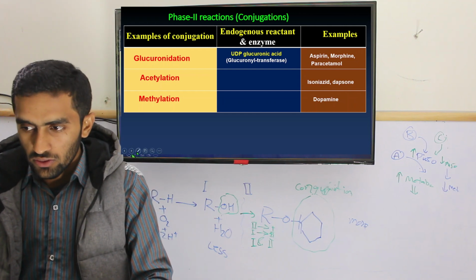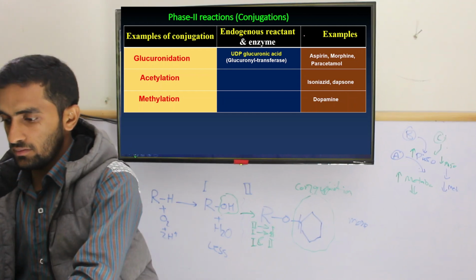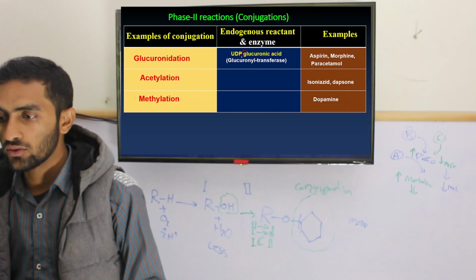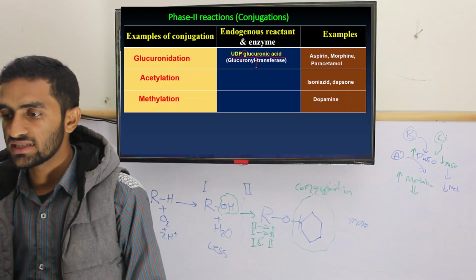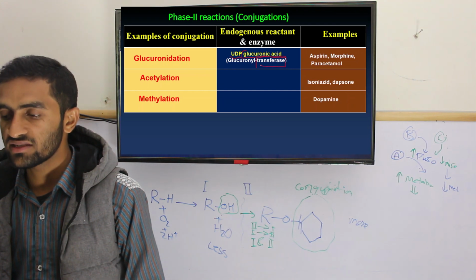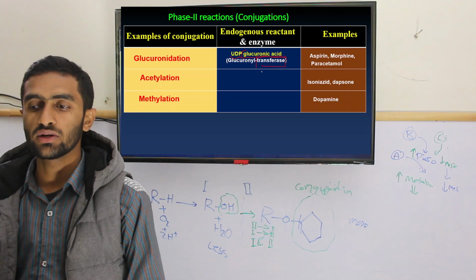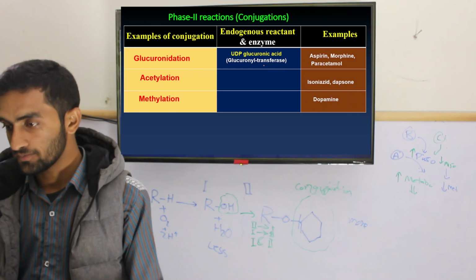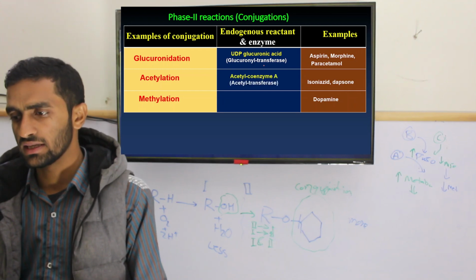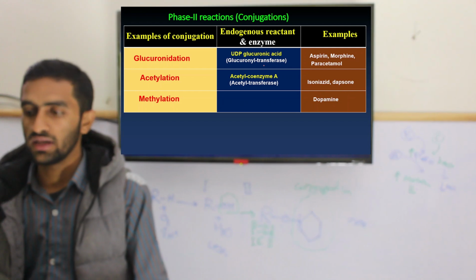Okay, so they need UDP glucuronic acid. This transferase is important. If this transferase is absent, it means your glucuronidation cannot occur. So it's a genetic problem, especially in neonates.